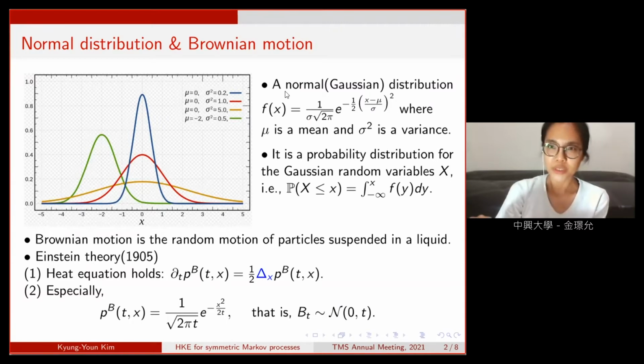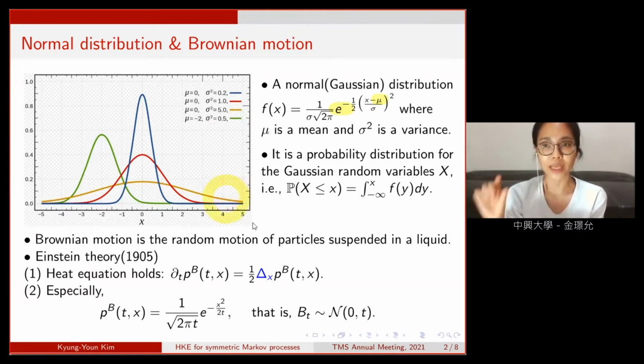The normal distribution is the transition density of the Gaussian random variables with the exponential terms, and it is defined with the mean mu and the variance sigma squared. So according to the value of the mean mu and variance, the graph changes, but you can see that it has a very light tail.